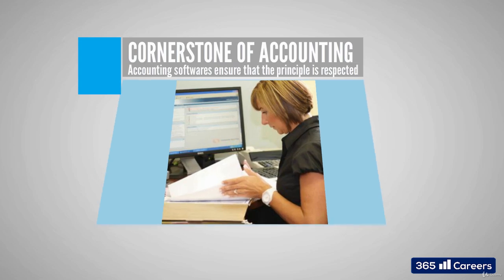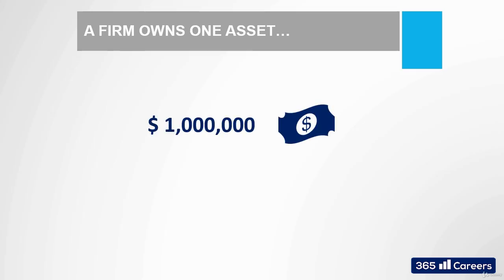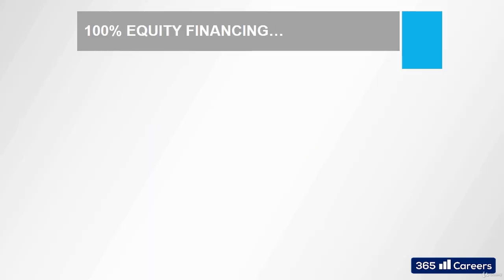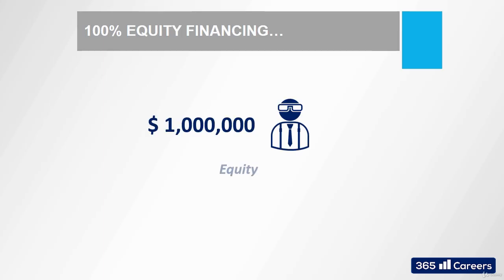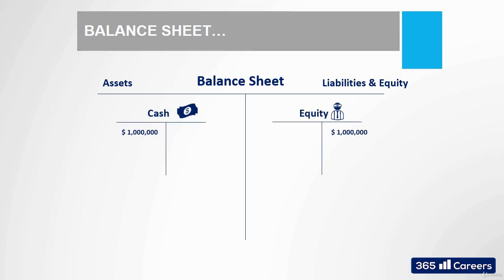Let's illustrate it with a simple example. Think of a firm that owns only one asset, $1 million in cash. Good. This is one part of the accounting equation. The other part is liabilities and equity, which, if you remember, show us how the company is financed. So let's suppose that this firm is financed entirely through equity, $1 million of equity. So the two sides of the equation tell us that $1 million of cash are financed by $1 million of equity capital. So far, so good.